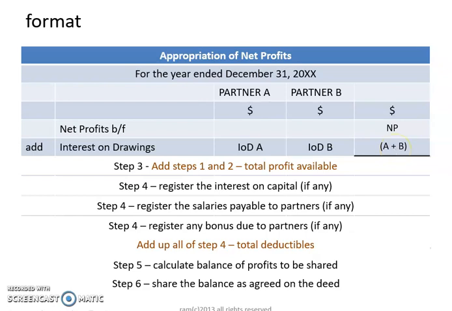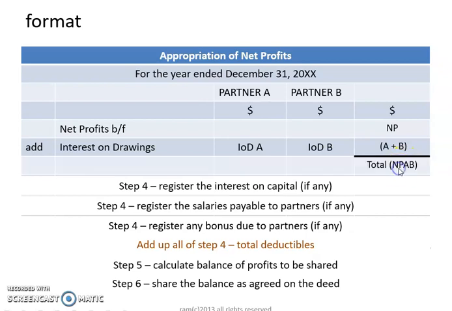Then step number 3 says we add those two steps together. So add the net profit plus the interest on drawings together to get the total profits available. So I have the total profits available here. And then now I go to step 4.